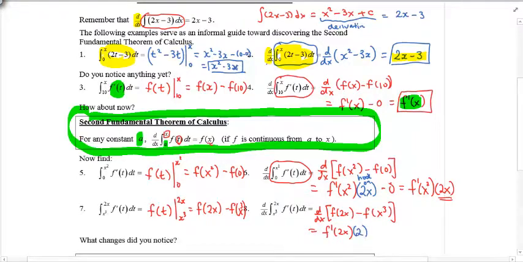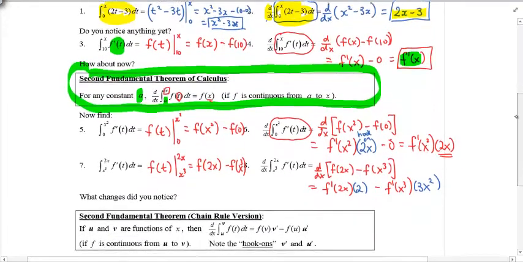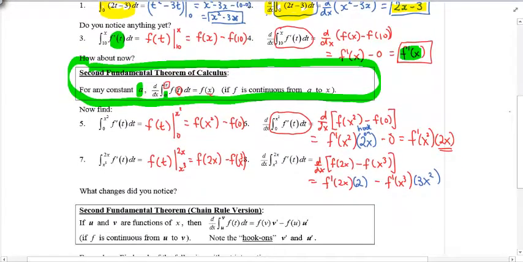Chain rule once again. Oh, lots and lots of chain rule now. So with examples 5, 6, 7, 8, what did you notice that was different than questions 1, 2, 3, and 4? Hopefully you notice now that instead of having x and a as our limits to the integral, I've now changed them and had functions. So now instead of constants and x, I got u and v, which are functions of x.